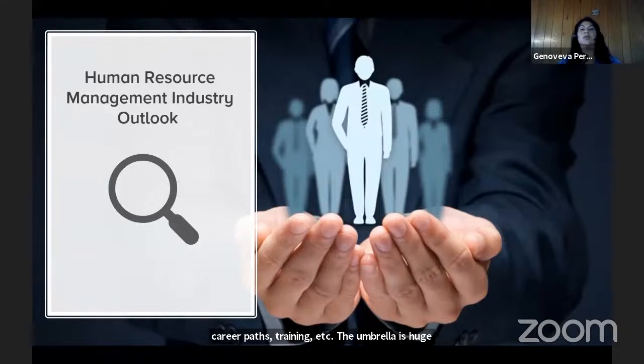Based on the Bureau of Labor Statistics, HR professionals rank 35th out of 800 jobs. The Wall Street Journal reports HR is one of the fastest growing fields in the US and is projected to grow by 7% faster than the average of all occupations. The demand for HR continues to grow, and with that, the salaries also. So it is a great time to be in the field.